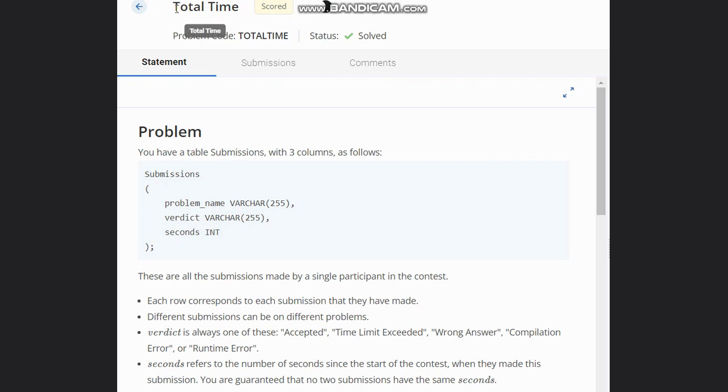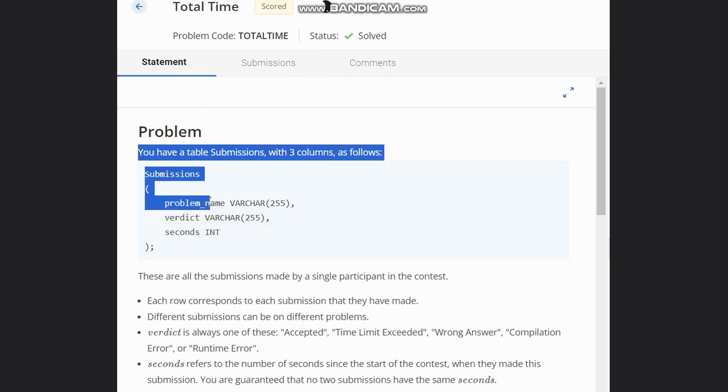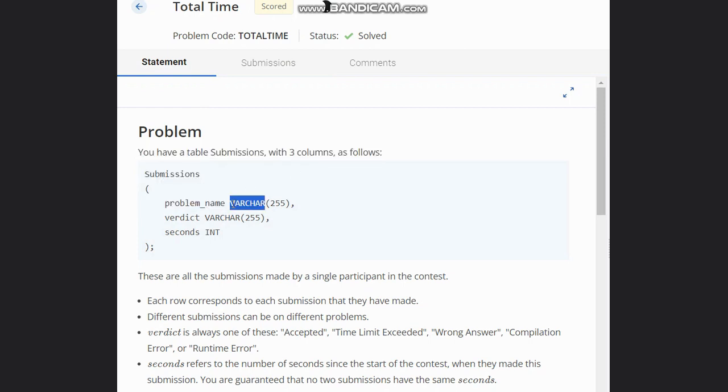So here we are discussing the question Total Time on Codechef, and the problem is of SQL. The question states that you have a table submissions with 3 columns as follows: problem name, which is varchar, verdict, varchar, and seconds, int. As I explained before, varchar is characters and the limit is given that it can have a maximum of 255 characters. Same for verdict, and for seconds it is integer. In this, no limit is provided.